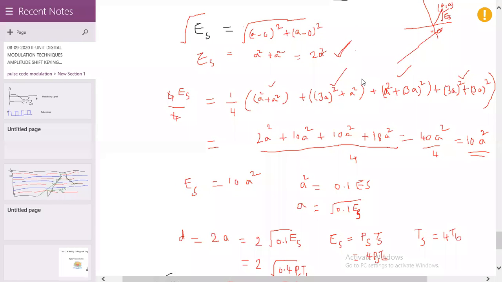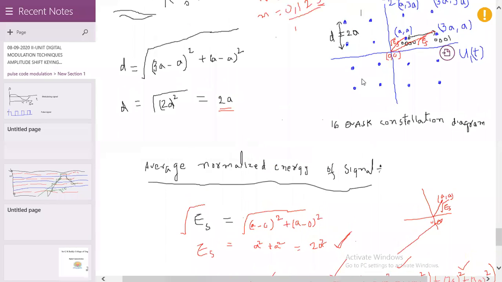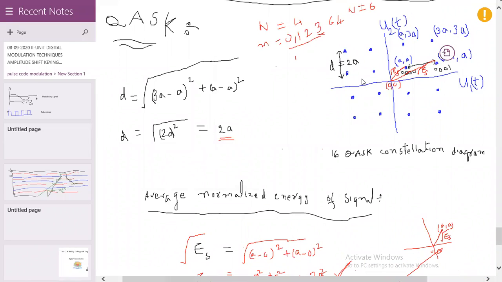So in this case, this is the constellation diagram for 16 QASK. 16 means the number of bits per symbol is 4, 2 to the power of 4 is 16. The constellation diagram for this one: this is one symbol, this is another symbol. In each quadrant, 4 symbols are there. This is the constellation diagram for the 16 QASK system.